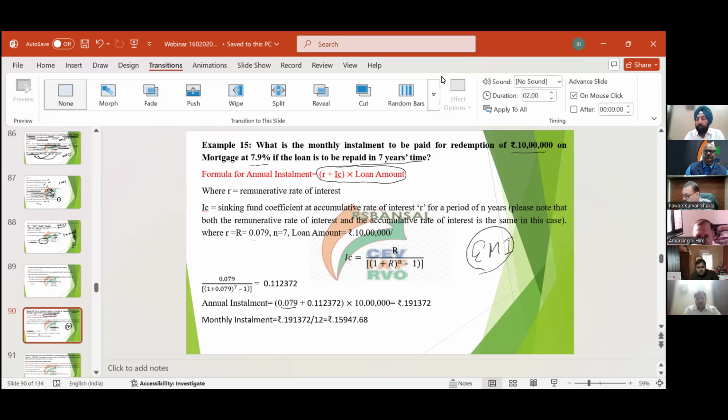in lakh 1,91,372. So the monthly installment will be that divided by 12, which is 15,947 as the monthly installment. So in this way, you can calculate EMI. This is the formula for EMI: (R plus IC) into loan amount.